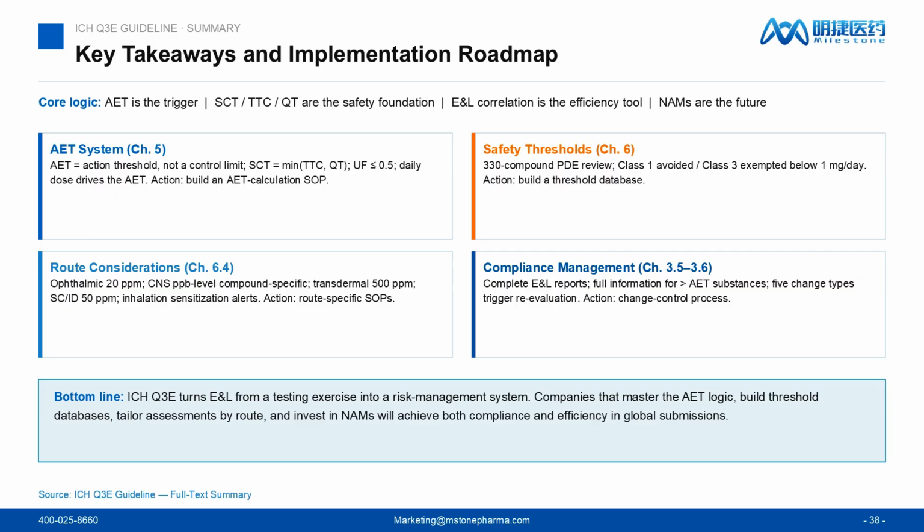For your Monday morning, 5 concrete actions. 1. Write an AET calculation SOP, including how you justify your UF. 2. Build a threshold database, TTC, QD, SCT, route-specific numbers. 3. Develop route-specific assessment SOPs. Skin, lung, CNS each play by different rules. 4. Wire the 5 change triggers into change control. 5. Start building norms capability.